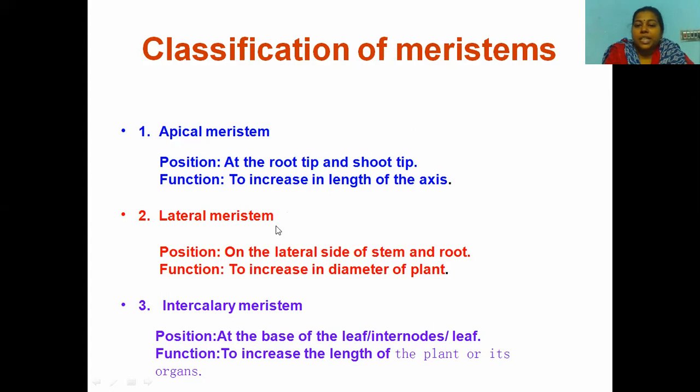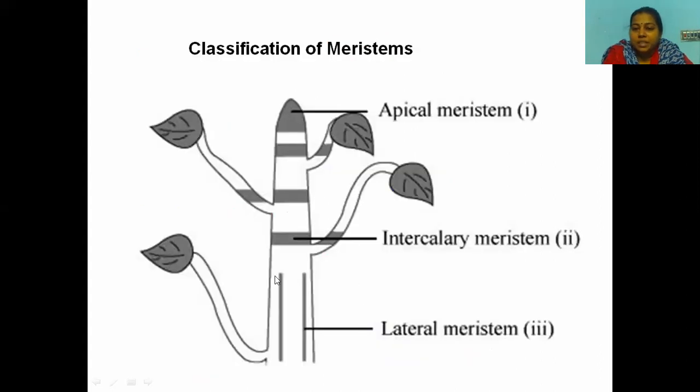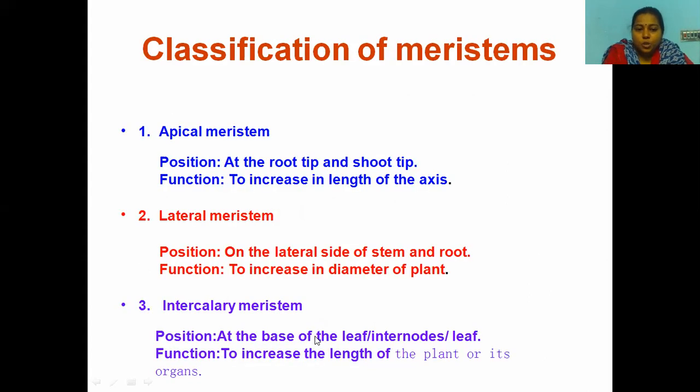Next, lateral meristem is positioned on the lateral sides of the stem and the root. It is present at the lateral sides of the root. So here, this is the meristematic tissue. On the lateral sides of the stem or root it is present. It helps in the increase in the diameter of the plant. So the width of the plant can be increased with the help of lateral meristem.